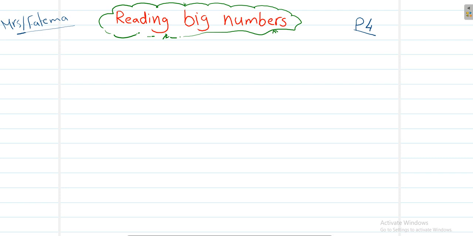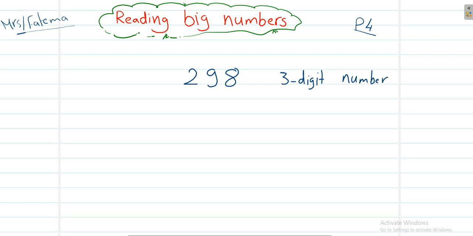We studied before that if I have a number like this, this is a 3-digit number. Why did I say it's a 3-digit? Because here is a digit, 2 digits, 3 digits. 3 digits number. So this is a 3-digit number.